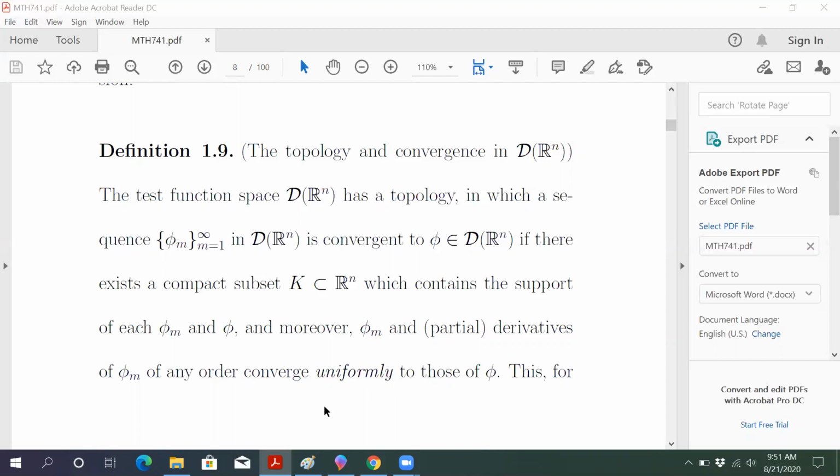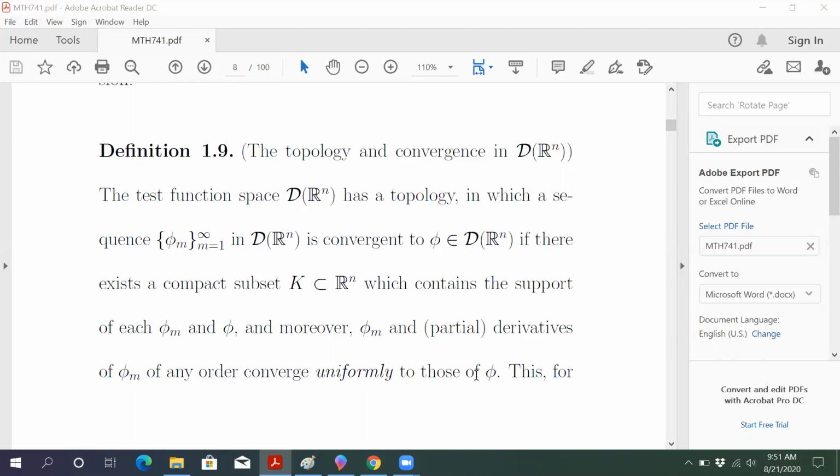But let me ask you something. When we say we have a sequence of functions which converges uniformly, let me just explain this for phi_m, and it will be the same for each derivative. Then we say, for example, phi_m converges uniformly to phi. What does it mean? Do you have any idea? You might have seen this when we say a sequence of functions converges to phi uniformly. What does it mean? Have you seen this?